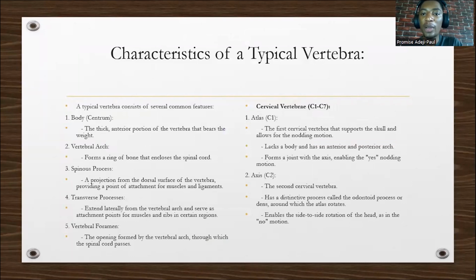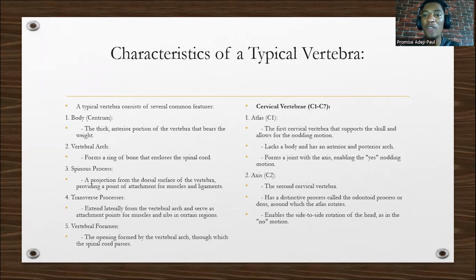So what are the characteristics of a typical vertebrae? The typical vertebrae consists of several common features. It must have a body, which we also call centrum. So it's a thick anterior portion of the vertebrae that bears the weight. There will also be the vertebral arch. There's also a spinous process, transverse processes, and a vertebral foramen, which is where the spinal cord will pass. So please take note of these important features of a vertebrae.